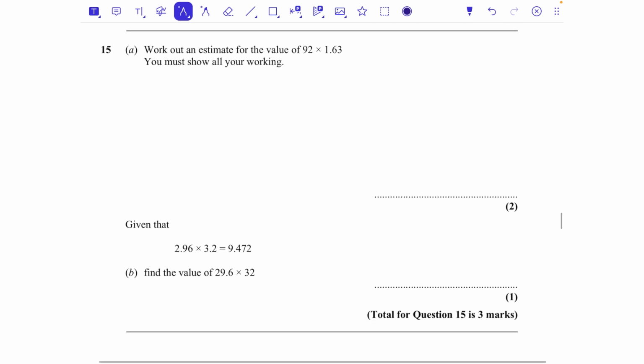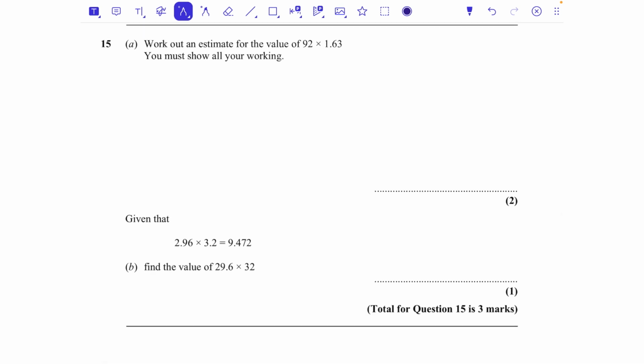Question number 15, work out an estimate for the value of 92 times 1.63. You must show all your working. So when we're estimating, we're just going to round the values, and we round them to one significant figure. So I'm going to say that 92 times 1.63 is roughly equal to 90 multiplied by 2. You could do 1.5 if you want to, but I tend to do one significant figure. 90 times 2 is 180. So that would be my estimation there.